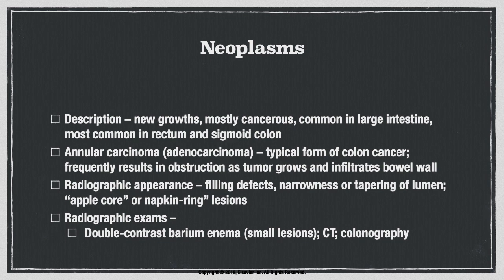Neoplasms, new growths, mostly cancerous, common in the large intestine, most common in the rectum and sigmoid colon. Annular carcinoma, also an adenocarcinoma, is the typical form of colon cancer, frequently resulting in obstruction as the tumor grows and infiltrates the bowel wall. Radiographic appearance is filling defects, narrowness or tapering of the lumen, an apple core or napkin ring look of the lesions. Radiographic exams include a double contrast enema, small lesions, CT, or colonography.